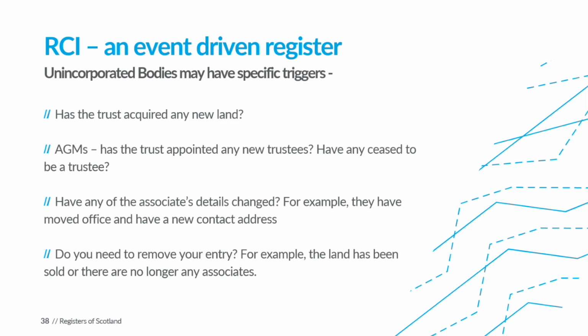Have any of the associate details changed? This could be in cases where they have a change of address, for example. And finally, do you need to remove the entry? Examples where this may be applicable is if you have sold the land or if there are now no longer any associates.